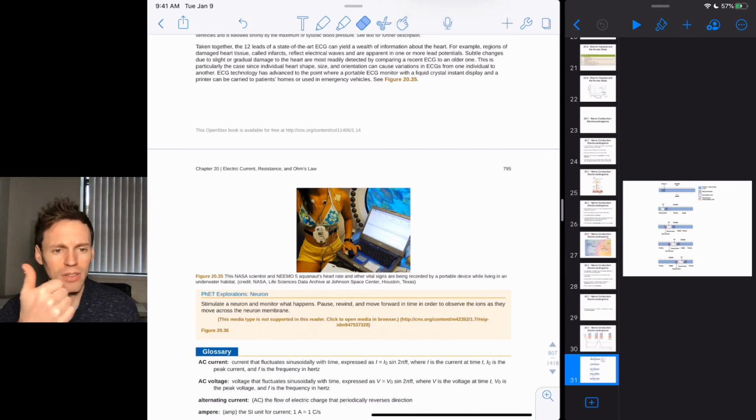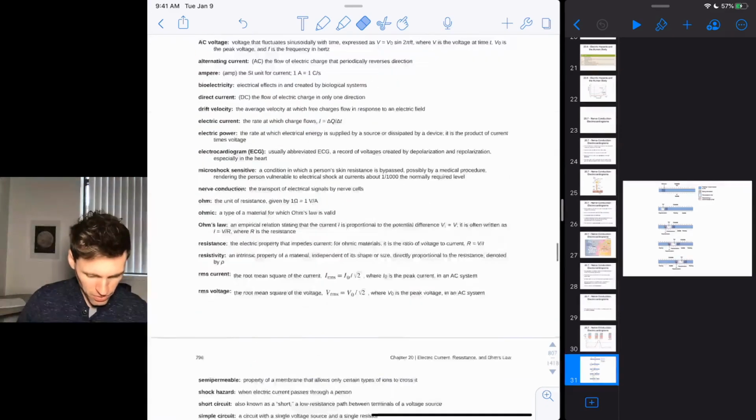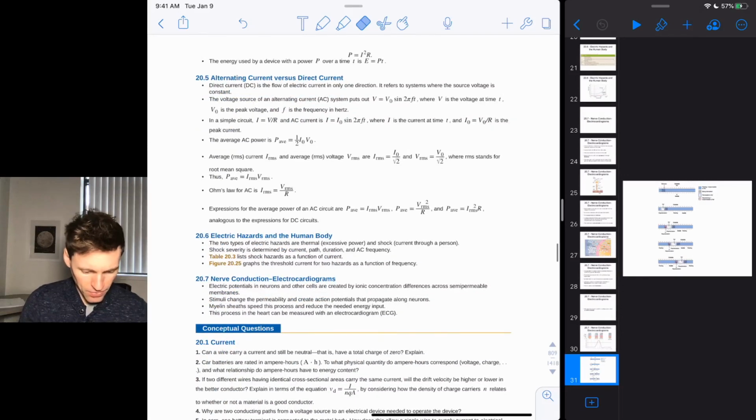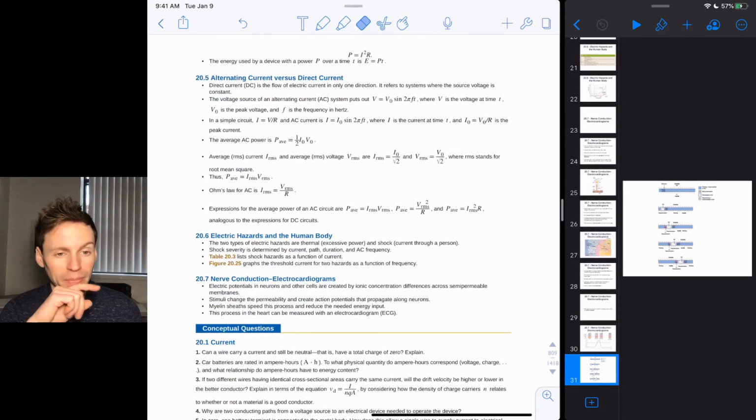So main things: VRMS, IRMS. Be able to get the peak voltage from IRMS or VRMS, or vice versa. Be able to get the RMS from the peak voltage from those equations, okay? But they're pretty straightforward equations. We get them all here. So, yeah. And then get the power from that. That's it. Current, voltage, power in an AC circuit.